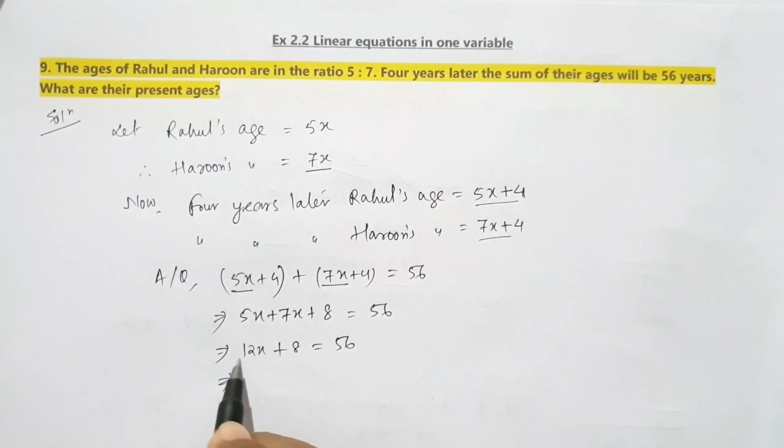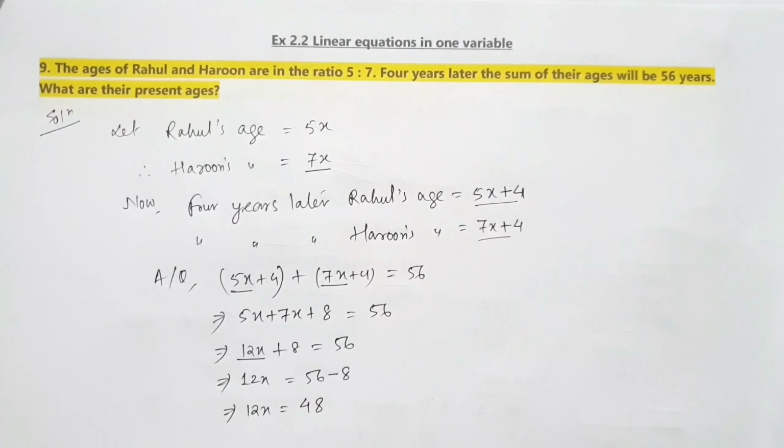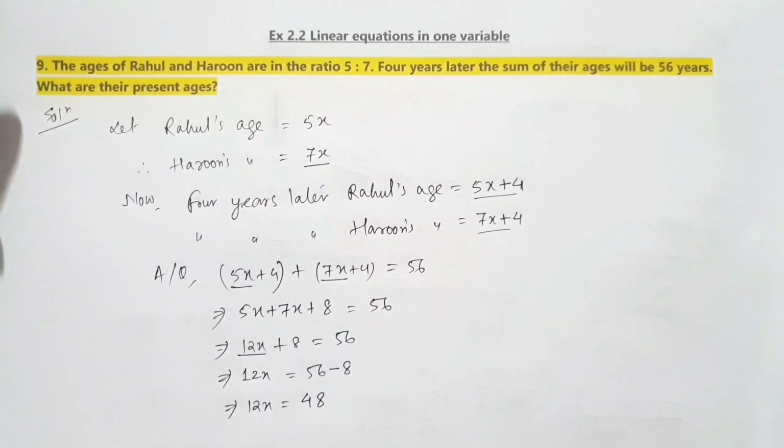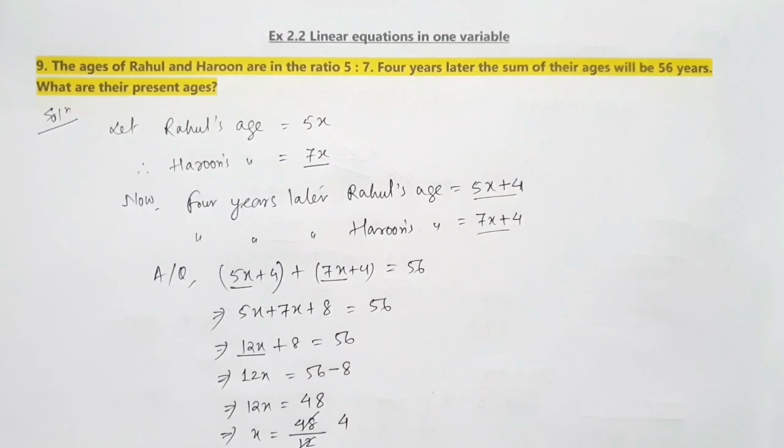We can see that the term related to x is the variable, we'll keep it on the left side. 8 is a constant term, we'll take it to the right side, which will become minus 8. So 12x is equal to 56 minus 8, which is nothing but 48. So ultimately the value of x becomes 48 divided by 12, 4 times. So we get the value of x is 4.